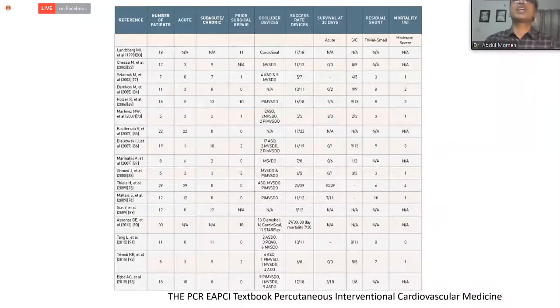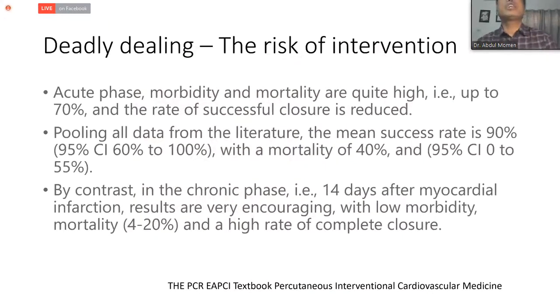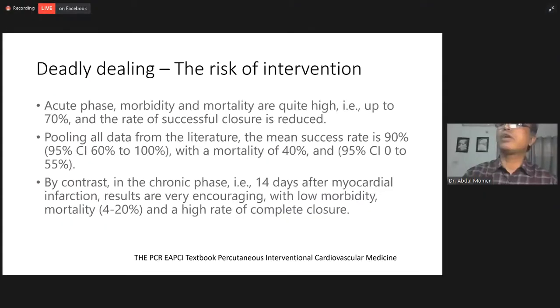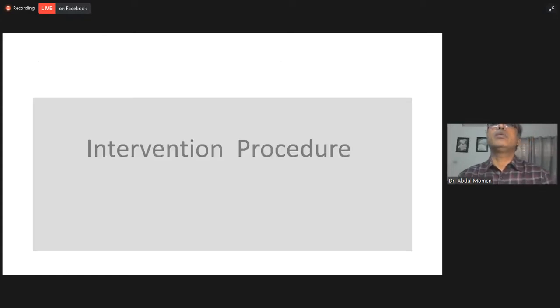And these are the interventional trials. They are small trials, and in the acute phase, within 14 days, the mortality and morbidity are up to 70%, and pooled data indicate that the mean success rate within 14 days is only 90%, with mortality of average 40%. By contrast, in the chronic phase, if after 14 days of the myocardial infarction, results are very encouraging with low morbidity and mortality, 4 to 20% mortality, with a high rate of complete closure. And we proceeded for intervention at the 17th day of the MI.